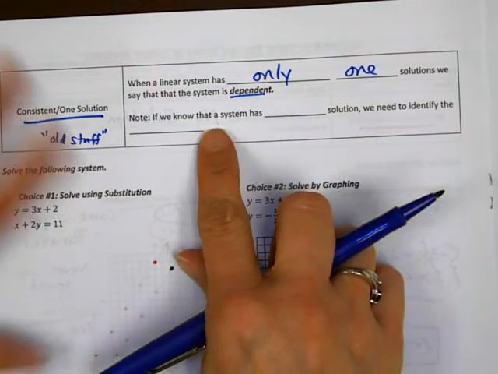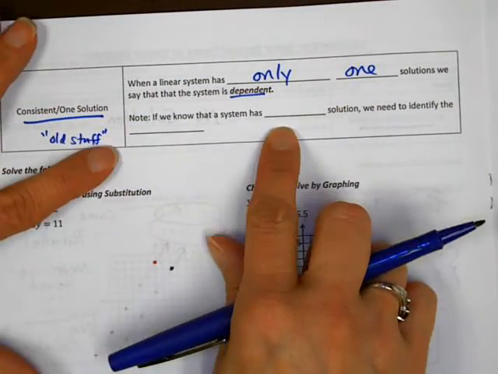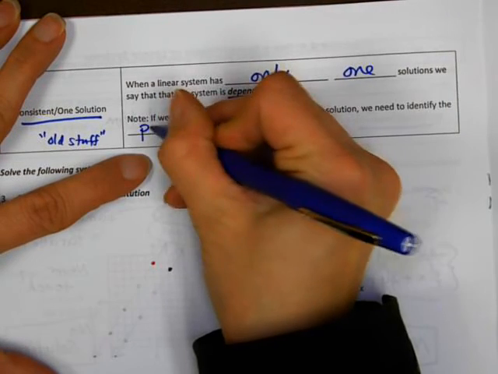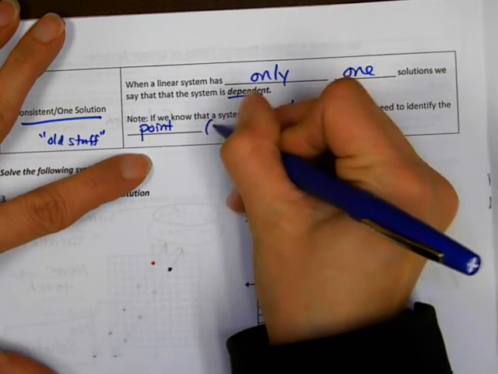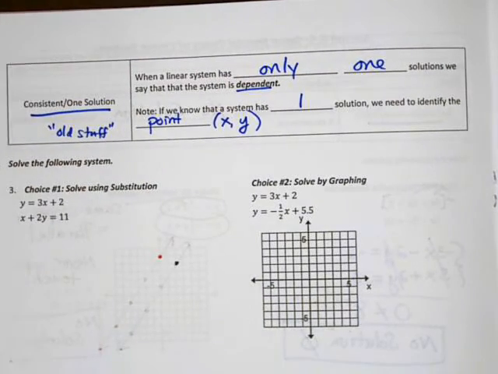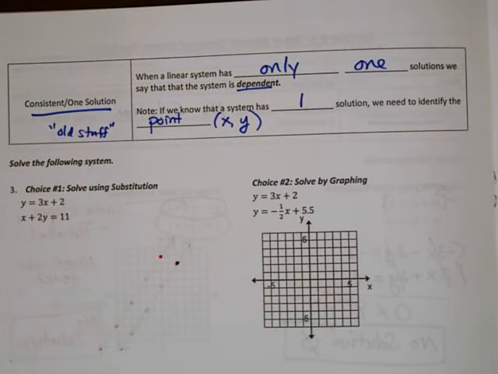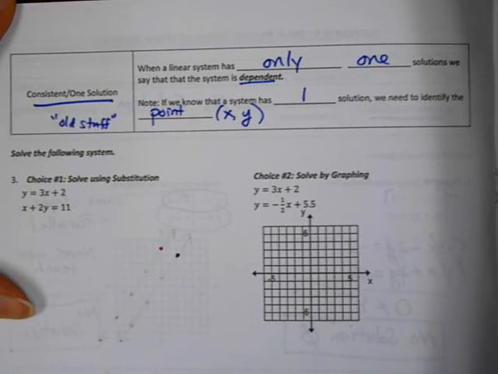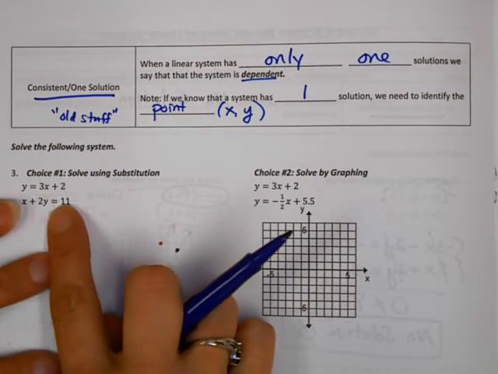If we know that a system has only one solution, we need to identify the point, the x value and the y value. So this is like the old stuff. Two lines intersect, tell me the one point. And that's called consistent. All right, number 3.